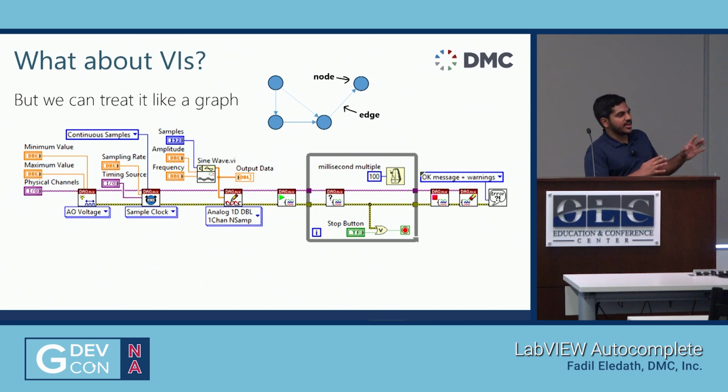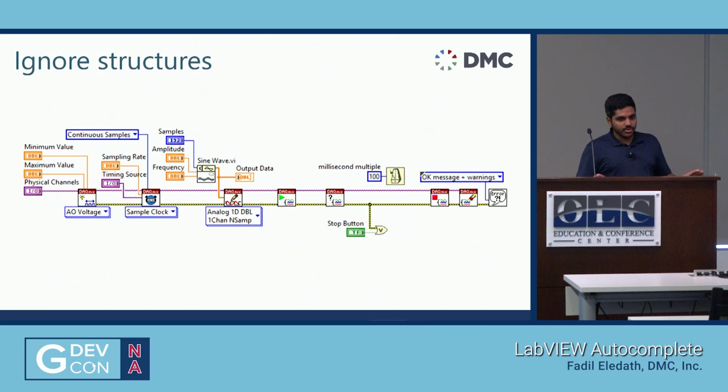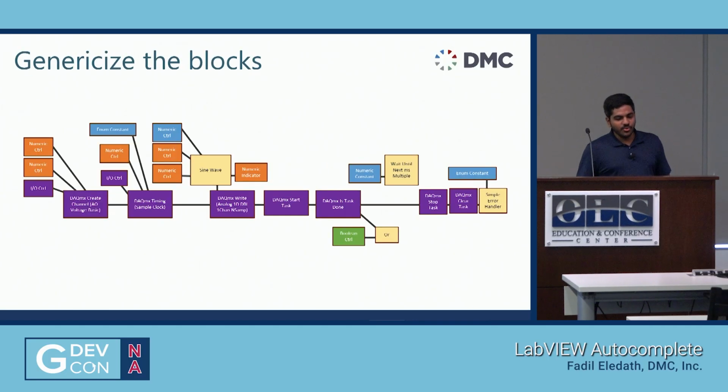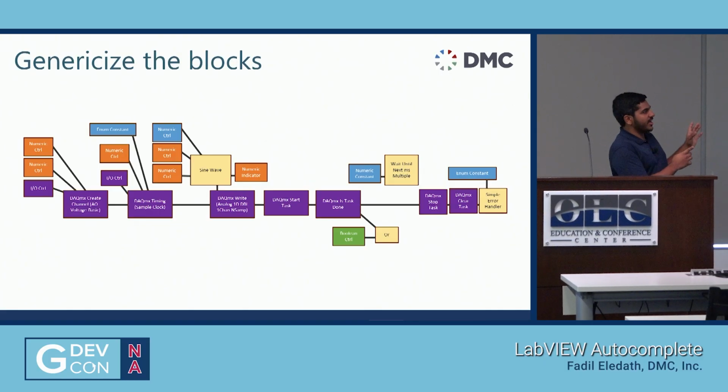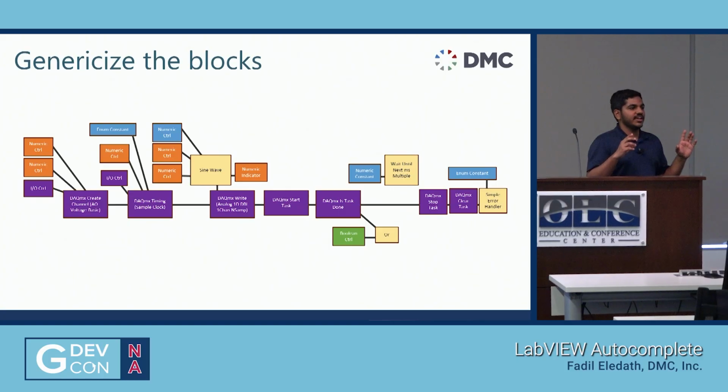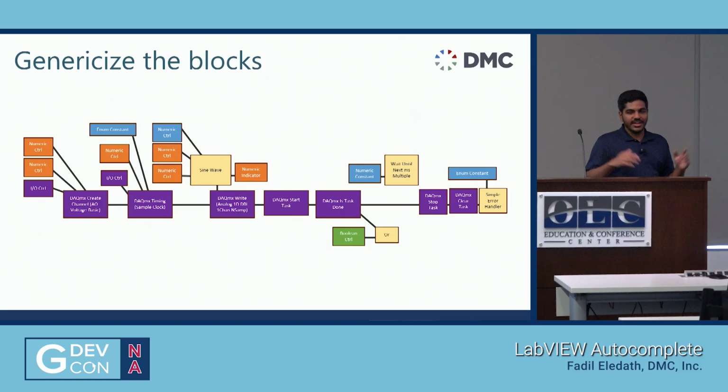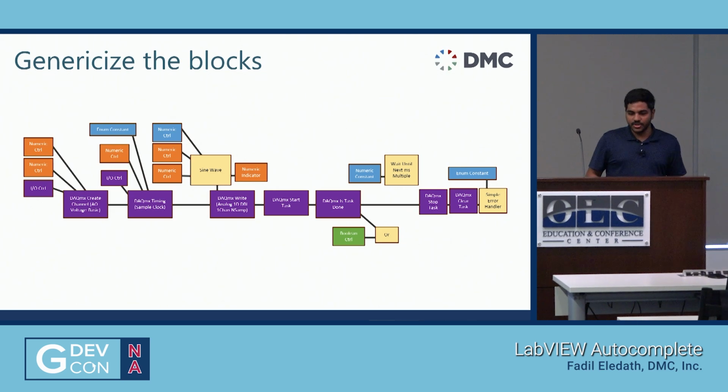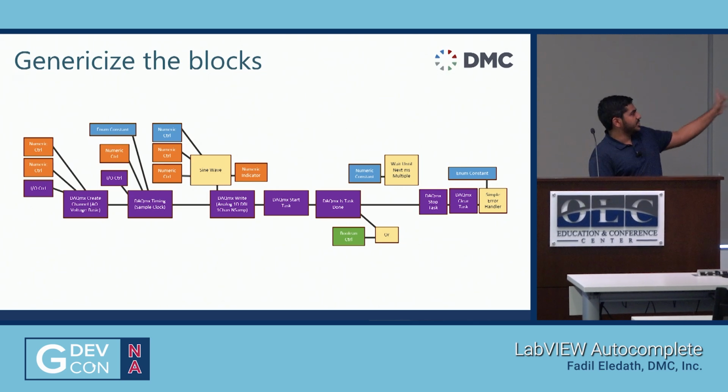LabVIEW, if you squint, looks like a graph. But how do we treat it like a graph? How do we make that graphical representation? First, we ignore structures. They're inconvenient to what we have to do, so we'll pretend they don't exist. Then we genericize the blocks. We find a way to take every block in the diagram and represent it uniquely as a string. So if we had a numeric control, we just say it's "numeric control" as a string. And we do that same principle for all the other blocks.